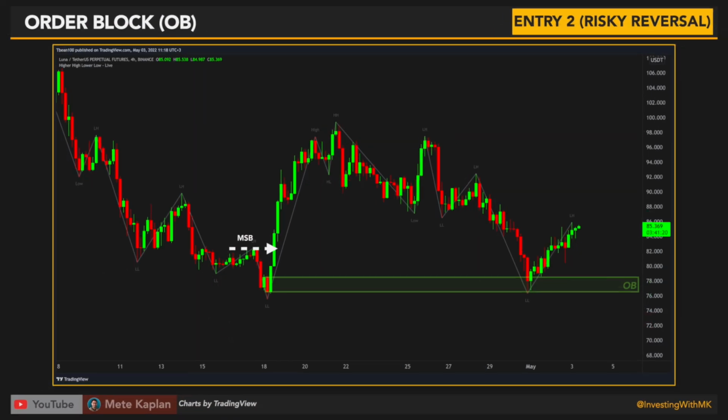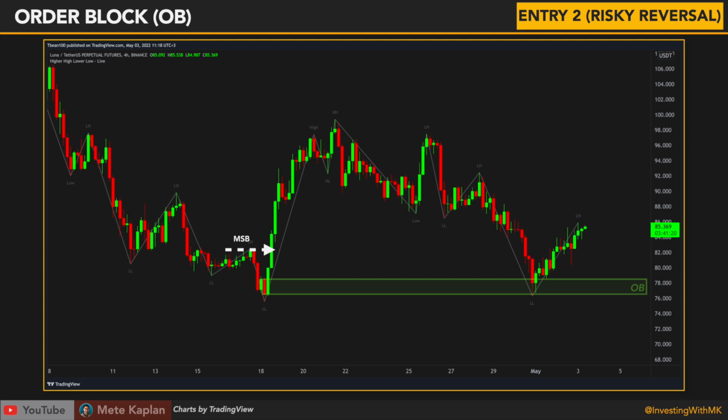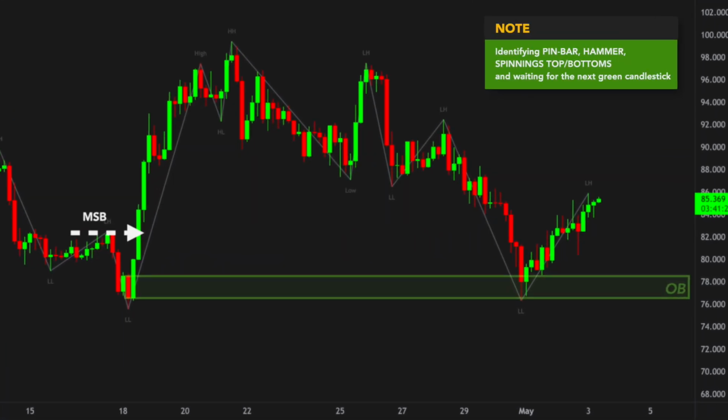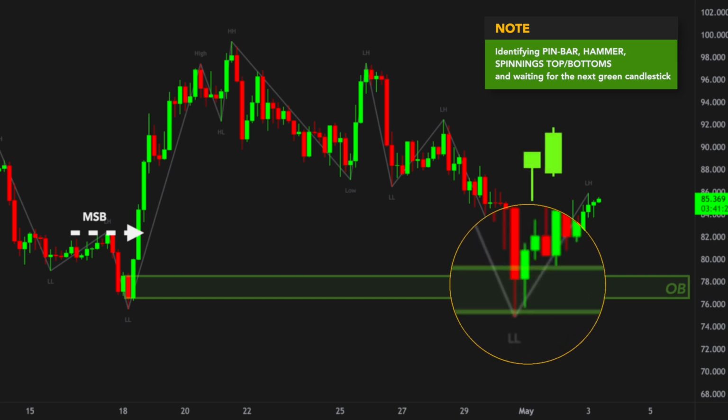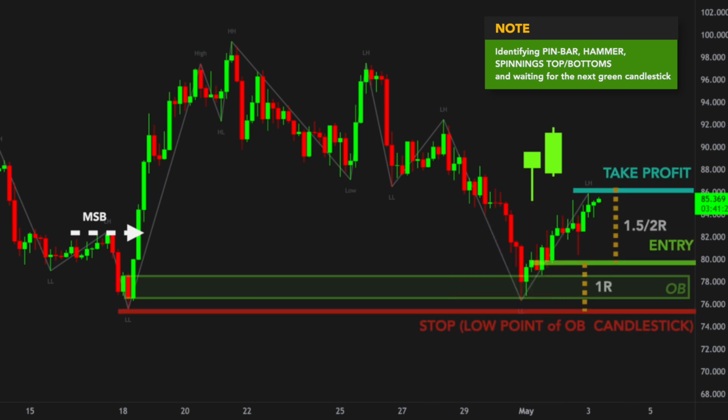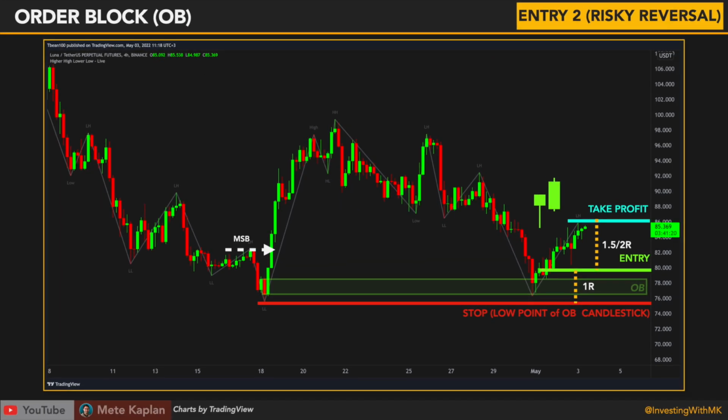The second entry type is one that I mention all the time. First of all, identify a significant reversal candlestick around the order block supply or demand zone, for example hammers, pin bars, or spinning tops and bottoms. And wait for the next supporting red or green candlestick to make an entry. Your risk-reward ratio will be more balanced, unlike high rewarding sniper entries.